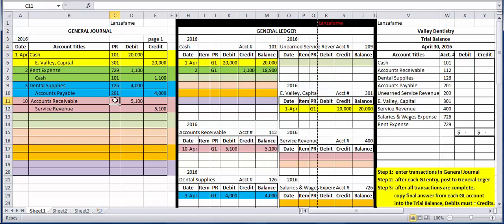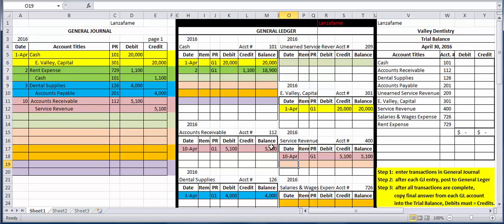Cross-reference back with the 112. Then we also want to update our revenue account. Again, the date is April 10th. G1, we're going to credit our revenue because we always credit revenue. And our new balance in that account is also $5,100. But the difference is this one's a $5,100 credit balance. The one in accounts receivable is a $5,100 debit balance.